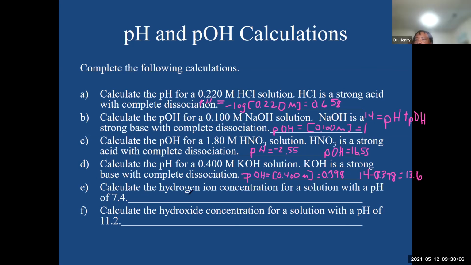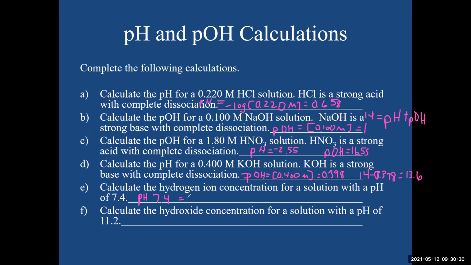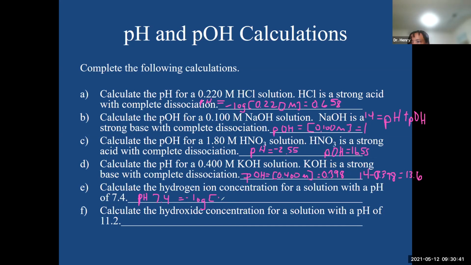Okay, calculate the hydrogen ion concentration for a solution of pH 7.4. So with a pH of 7.4, what am I going to do to calculate that? Will we be doing the same thing I always have with the log? That's right. In this case, we would set 7.4 equal to the negative log of the concentration X, and we solve for X. So how would I solve for X?